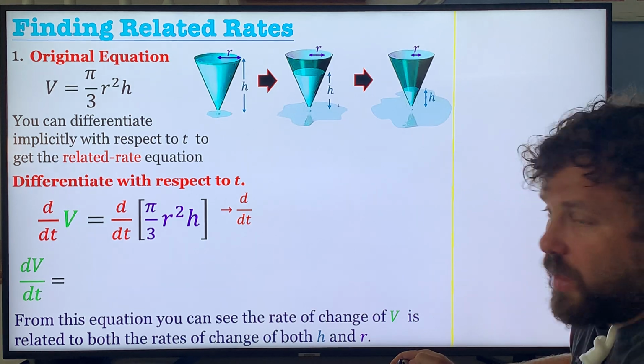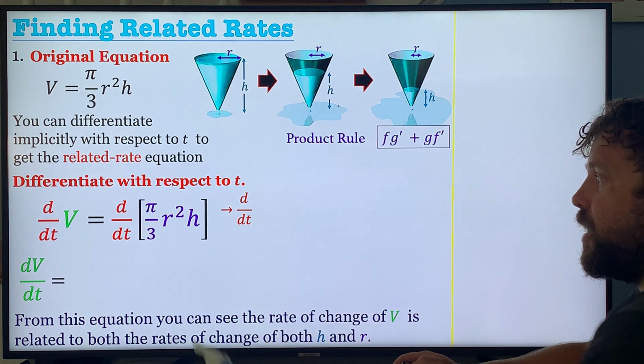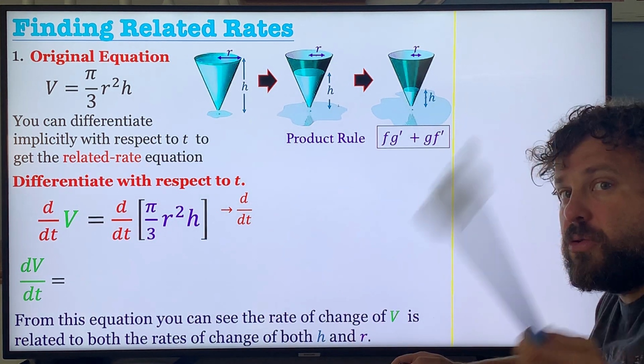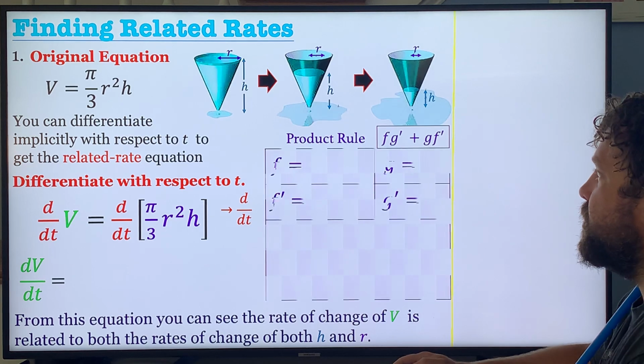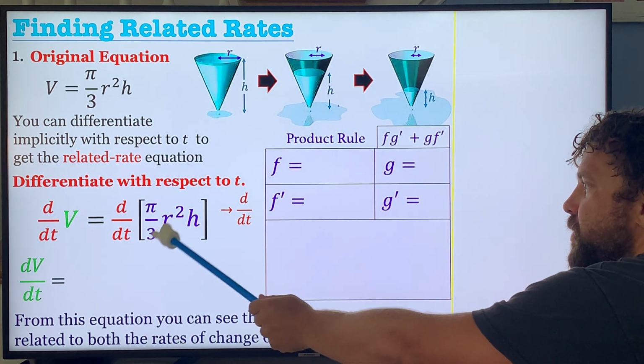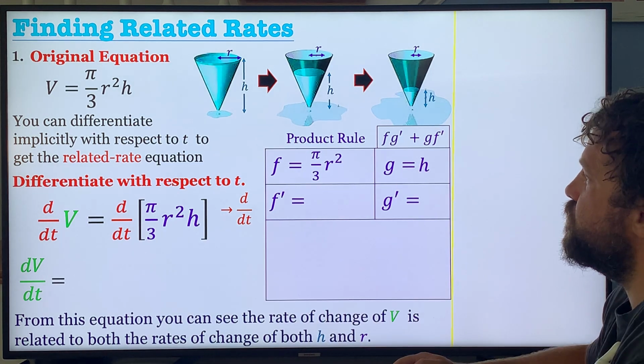What rule do you have to use for that? Because we don't know r squared or h. We have to use the product rule, because r squared and h are two different equations, right? So our f is pi over 3 r squared, and our g is h.